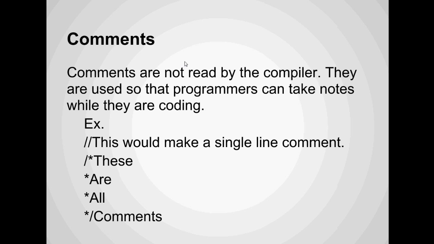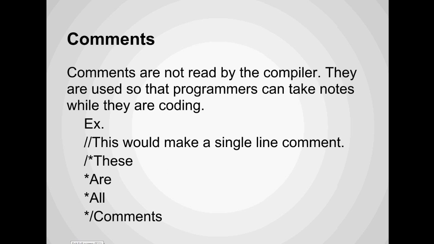Comments are not read by the compiler and they are used for programmers to take notes while they're coding. So if I just wanted to do a single line comment, I would do 2 slashes and then this would be a single line comment. If we went on to the next line, it would not be a comment and the compiler would read it as code. To do multiple line comments, you would do a slash and then 2 stars and then another slash and then click in between and press return, and Eclipse will automatically make these little stars again and again, and all these will be green and the compiler will not read them.